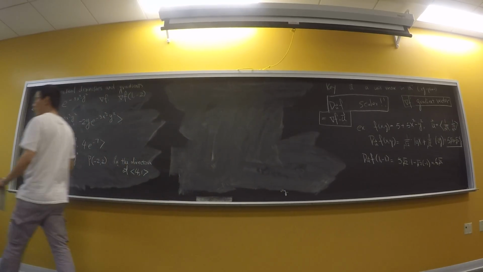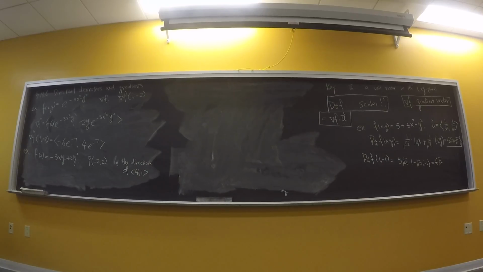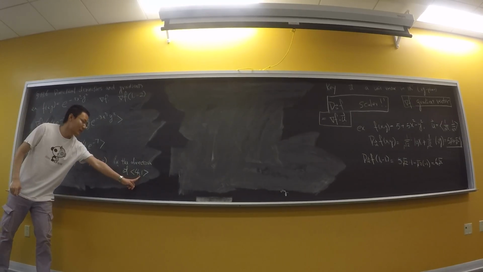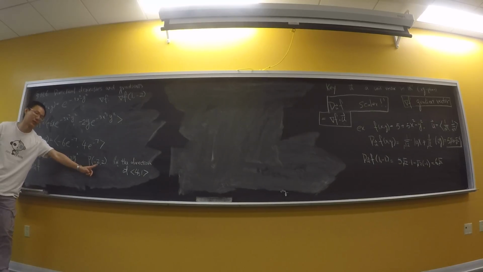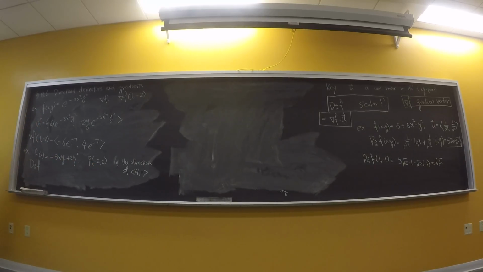So I have a polynomial function, pretty easy. I want to compute the directional derivative of this function in the direction of this vector. Usually, if you want to evaluate the directional derivative, you have to have a point. Right? So we have the point already. And also, you have to have a directional vector u over there.